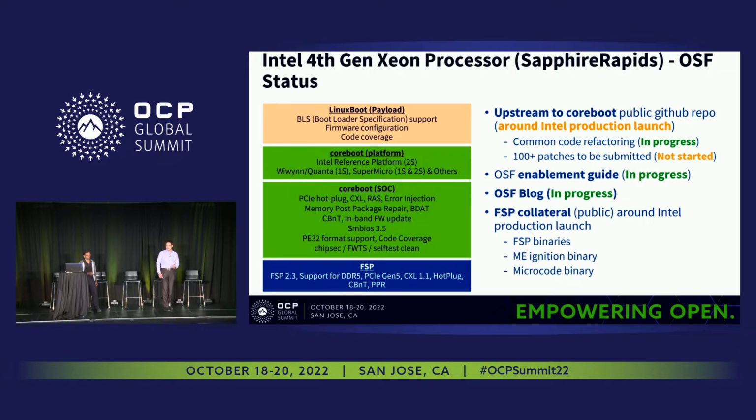Intel will help provide the FSP collaterals, like FSP binaries, ME ignition binaries, and microcode binaries, to enable the industry. Next page.